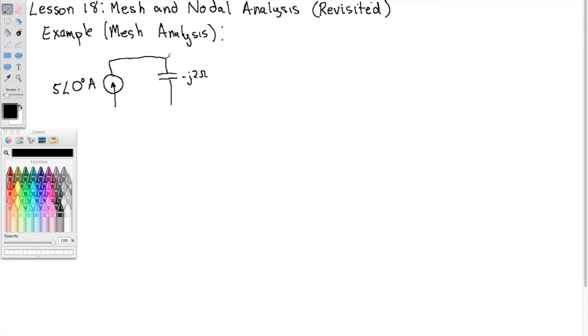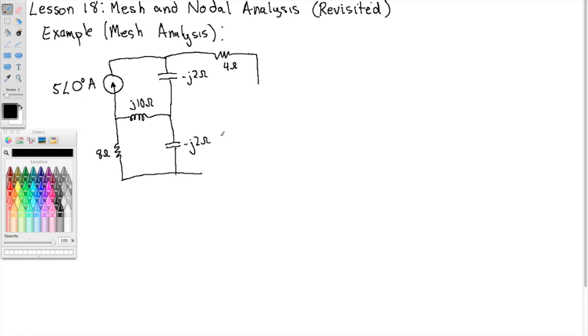Now, in this example, suppose we start with the frequency domain picture. That means we're going to start with 5 angle 0, and we're going to start with the impedances of the capacitor and so forth. I will presume at this point you know how to get from the time domain picture to the frequency domain picture. That was the last video, the video on impedances. So let me finish drawing this circuit.